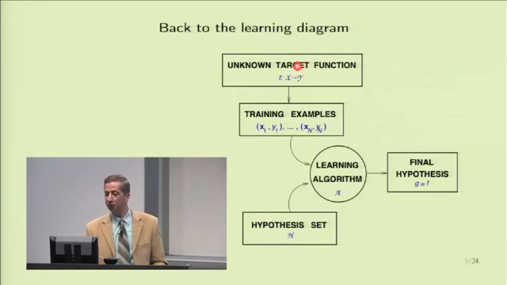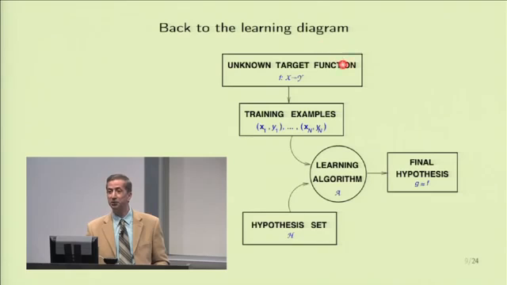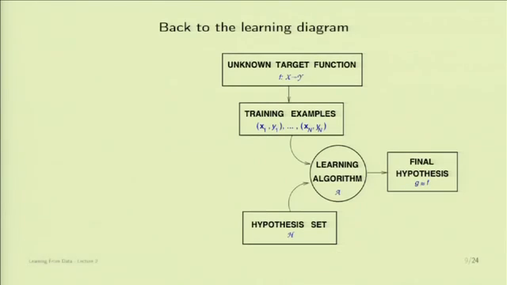Here is your target function, and it's unknown. And I promised you last time that it will remain unknown, and the promise will be fulfilled. We are not going to touch this box. We are just going to add another box to accommodate the probability. And the target function generates the training examples. These are the only things that the learning algorithm sees. It picks a hypothesis from the hypothesis set and produces it as the final hypothesis, which hopefully approximates f. That's the game. So what is the addition we are going to do?